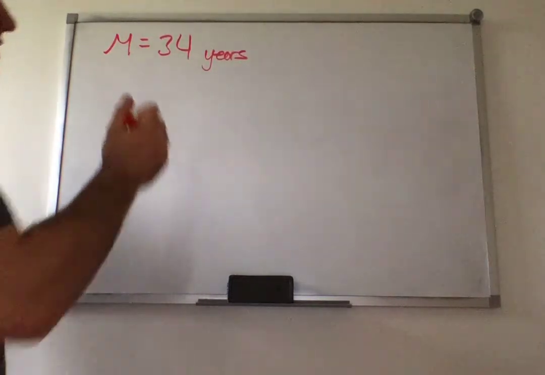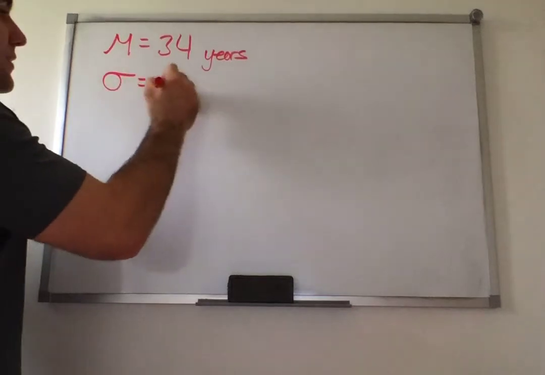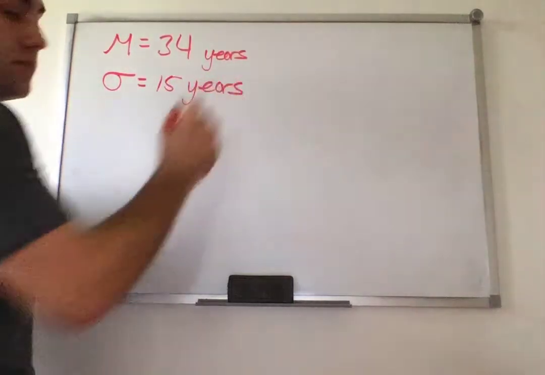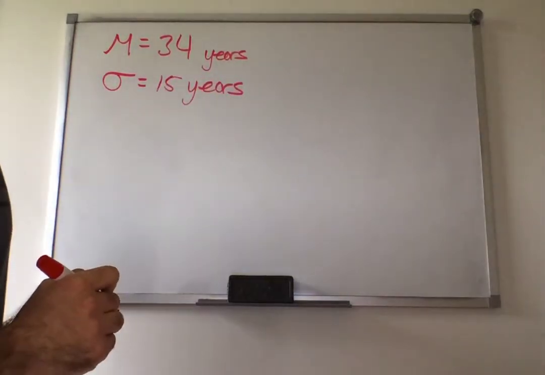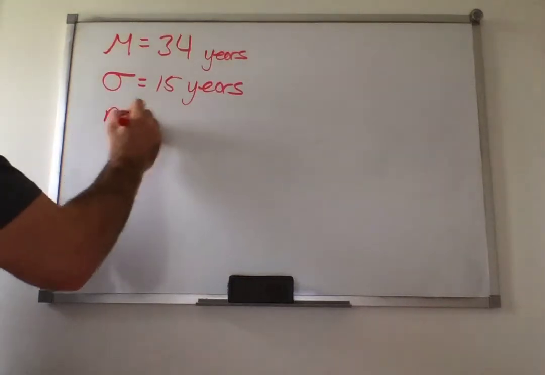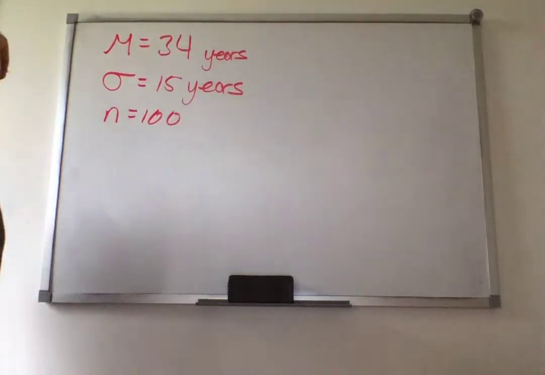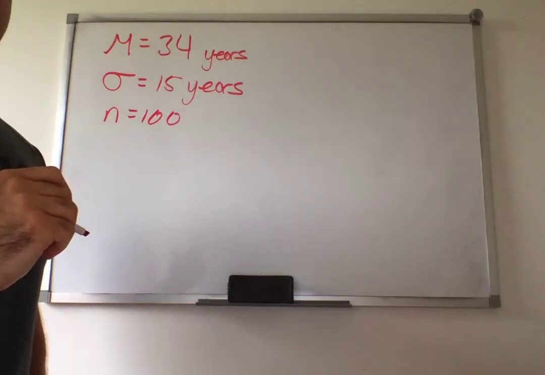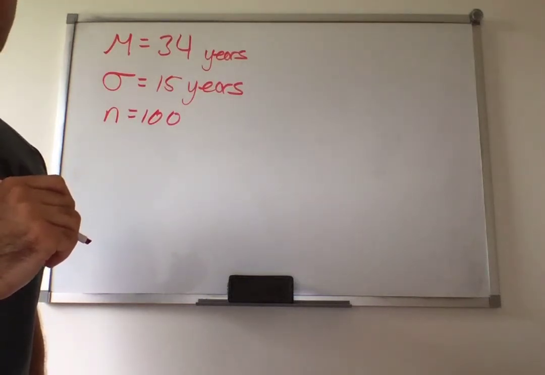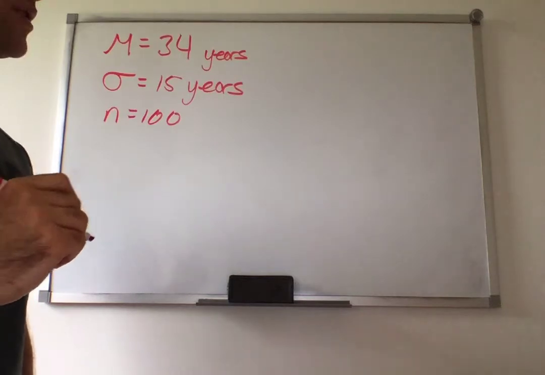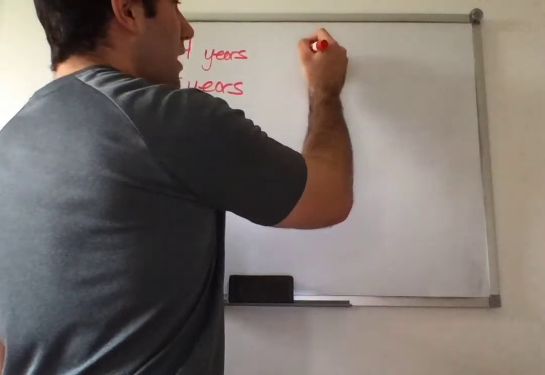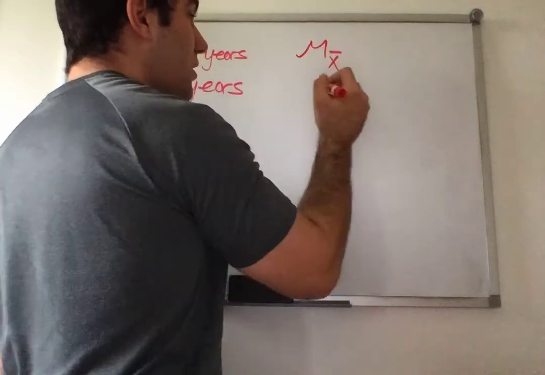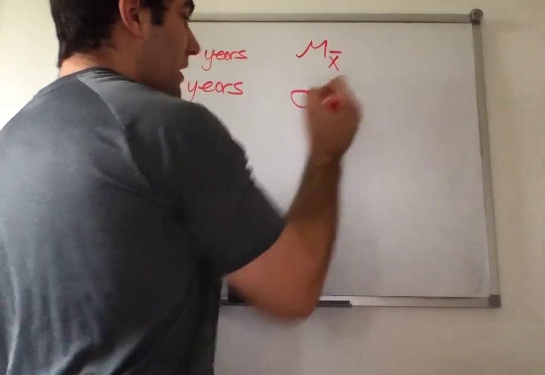Suppose that the standard deviation is 15 years. Take a sample of size 100, so n is equal to 100. What are the mean and standard deviation for the sample mean age of the tablet users? So part A is telling you to find mu of x bar and sigma of x bar.